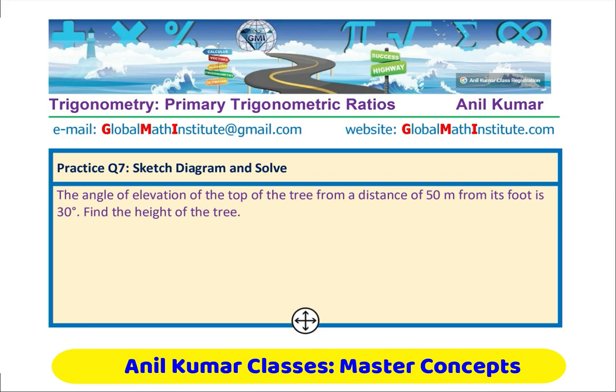Question number 7. Now here I would like you to sketch the diagram and then solve. It is kind of important in trigonometry to sketch what is being said. Then the solution becomes much simpler, right? The angle of elevation to the top of the tree from a distance of 50 meters from its foot is 30 degrees. Find the height of the tree.